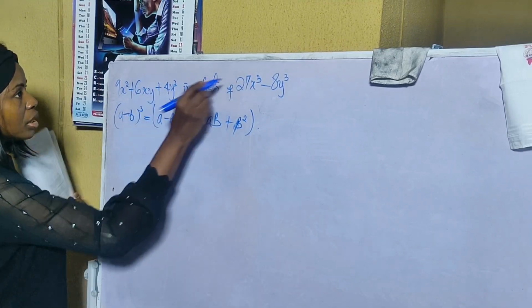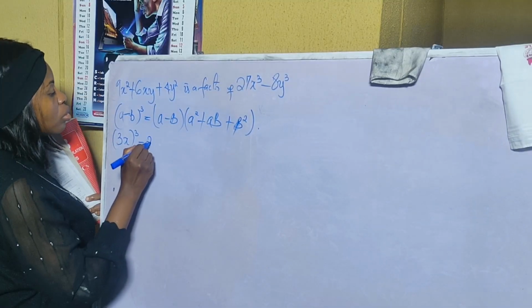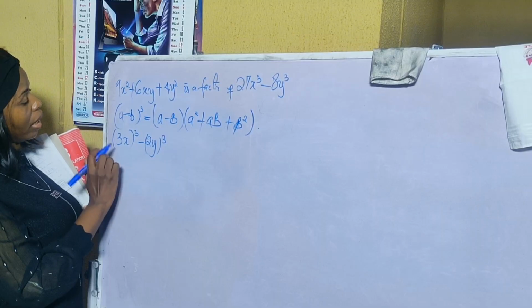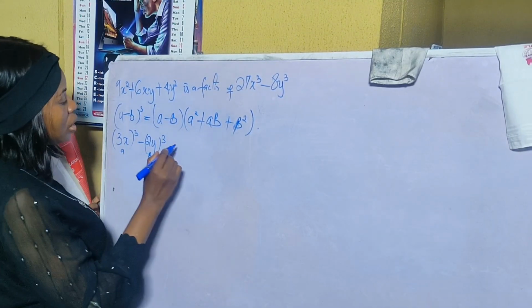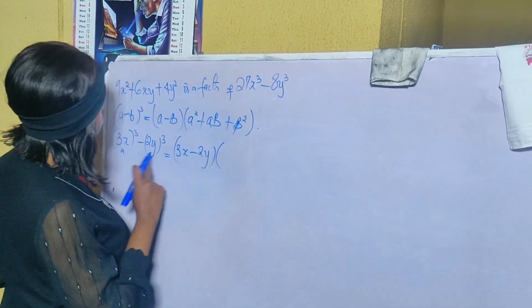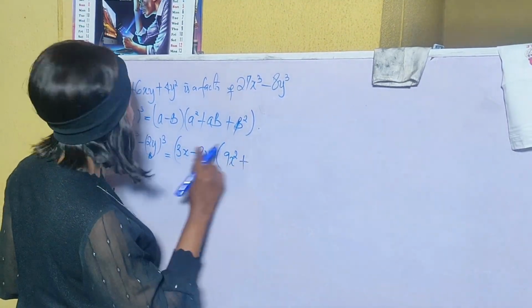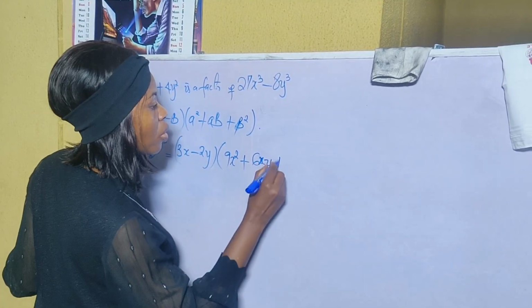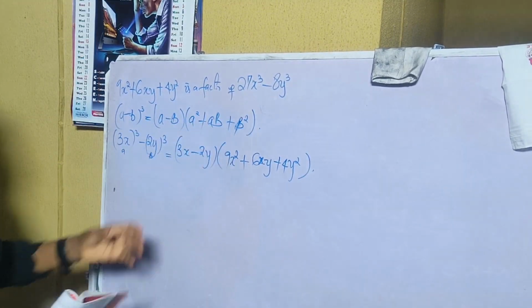So knowing that this is 3x all cubed minus 2y all cubed, it's exactly in this format. This is my A and this is my B. So having that in mind, this is like saying 3x minus 2y bracket 9x squared plus, I multiply both, 6xy, then plus 4y squared. And this is the question I'm asked.